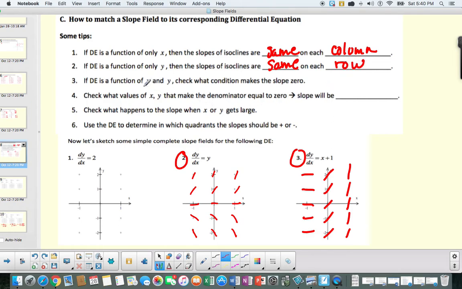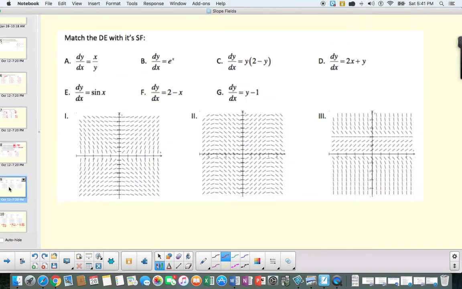Now, if it's a function of x and y, check what conditions make a slope of 0, like I did. When you have values of x and y, what makes the denominator 0? Because when the denominator is 0, the slope will be undefined, or it'll be a vertical slope. Check what happens to the slope as x or y gets large, and use the differential equation to determine which quadrants the slope should be positive or negative. These are all little hints on how to recognize them.